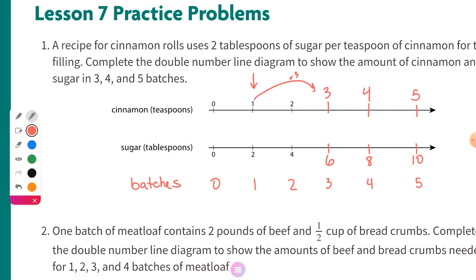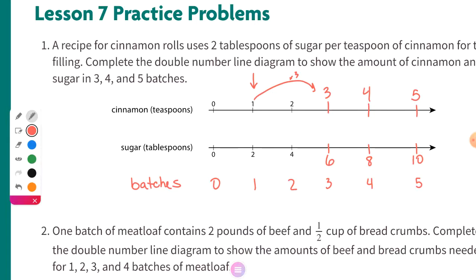From that, they could ask us lots of questions. This one didn't really, but they could say, if I use 8 tablespoons of sugar, how much cinnamon do I need? If I have 8 tablespoons of sugar, Cooper, how much cinnamon do I need? 4. Okay, it's just being able to read the double number line.